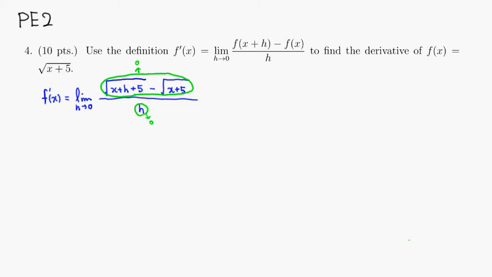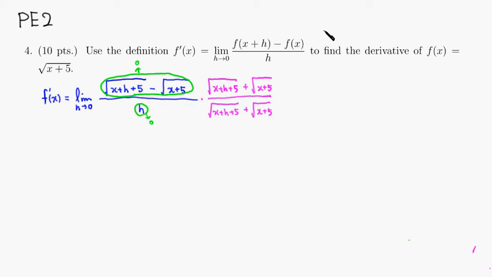Whenever you have a difference of square roots, the typical trick is to multiply top and bottom by almost the same thing, except for the sign. So square root of x plus h plus 5 and plus square root of x plus 5. And you do the same thing to the bottom. So you have square root of x plus h plus 5 plus square root of x plus 5. So we are using this trick.